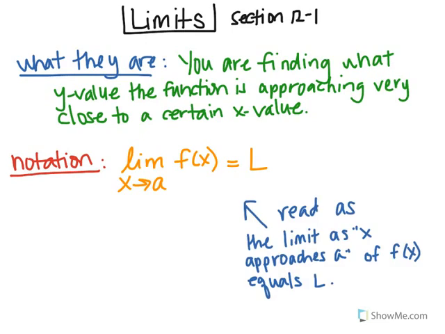So I want to make sure you're reading this correctly. This is what you read this statement as. The limit as x approaches a, that little arrow means approaches, some a value, of f of x equals L. Alright, so the limit as x approaches a of f of x equals L.